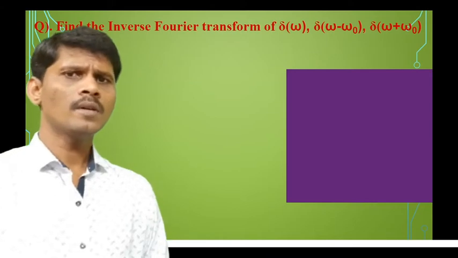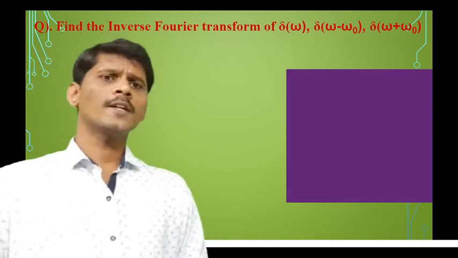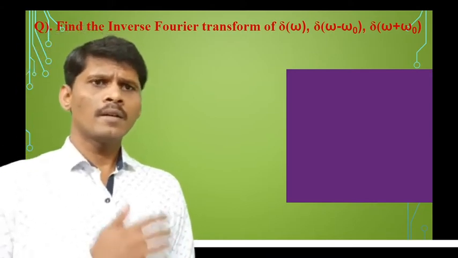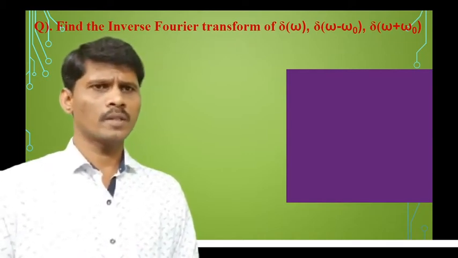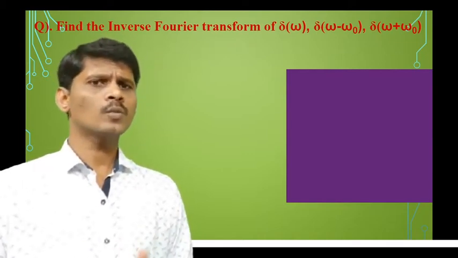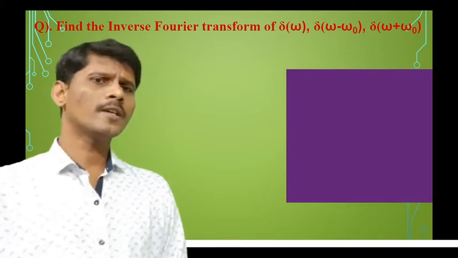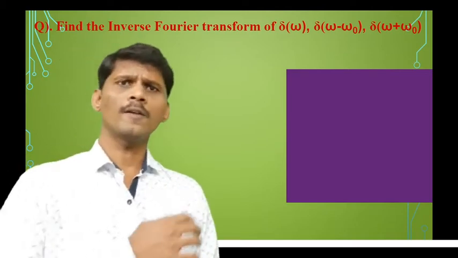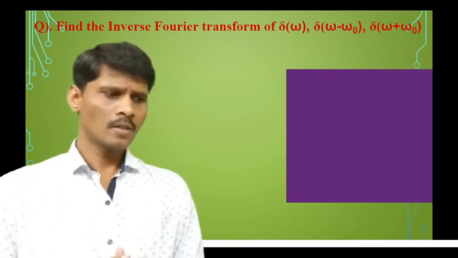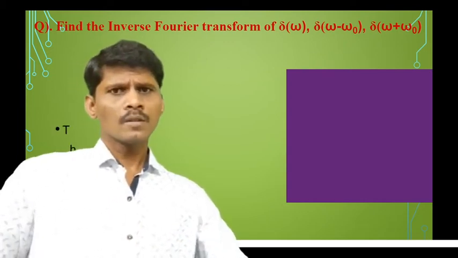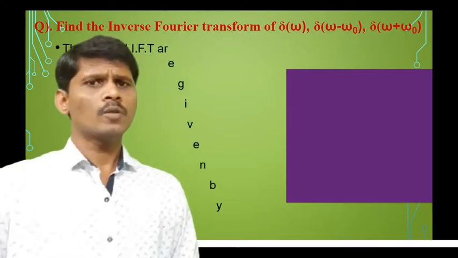Next example: find the inverse Fourier transform of del of omega minus omega naught and del of omega plus omega naught. There are two methods to determine the inverse Fourier transform of del of omega minus omega naught and del of omega plus omega naught. First, we are going to discuss the first method.